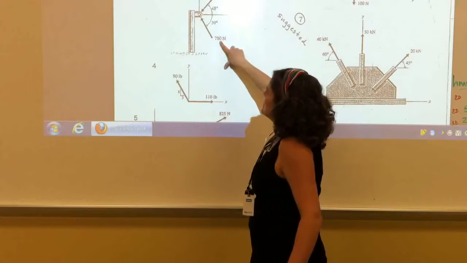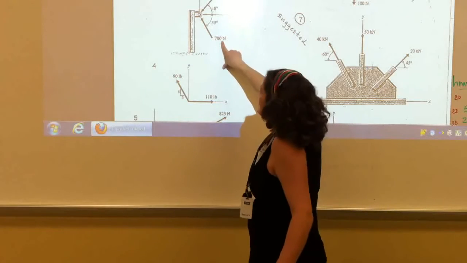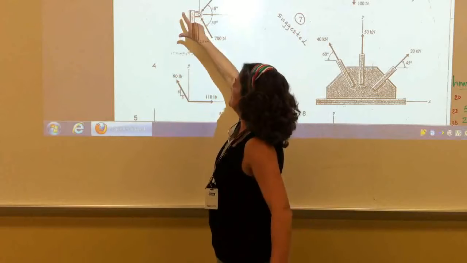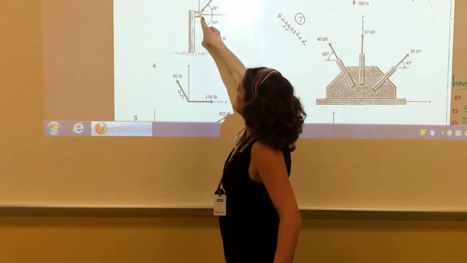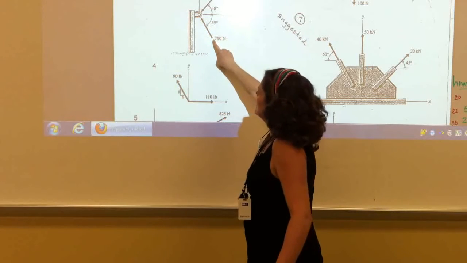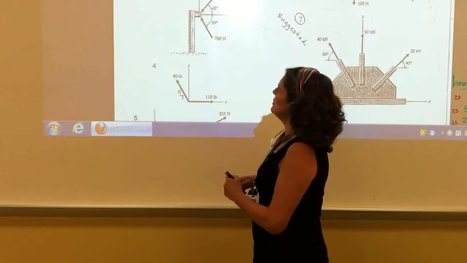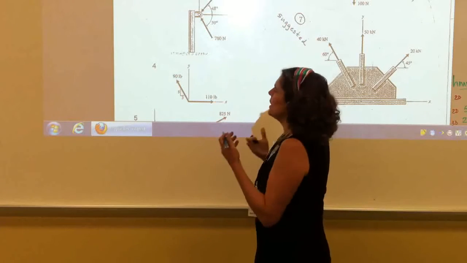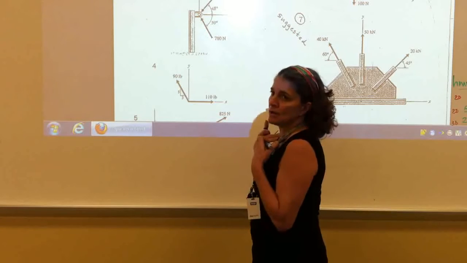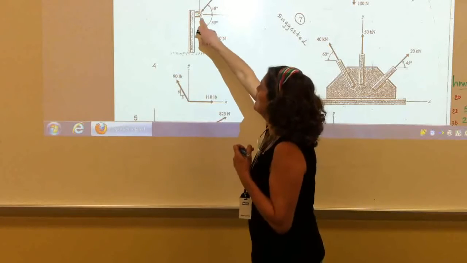So let's take a look at the 780 Newton force. It's going up to the left. You could tell from this that it's a positive y and a negative x. But how does that 59 degrees help you? So what I do is redraw it. I always redraw it with the tail at the point.